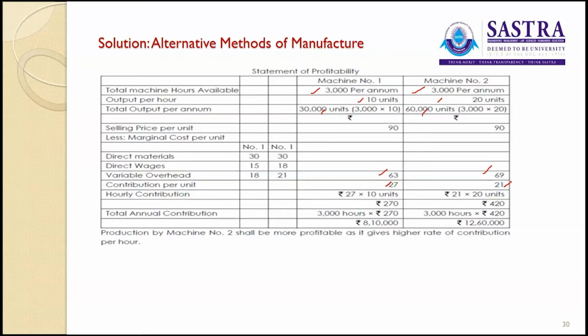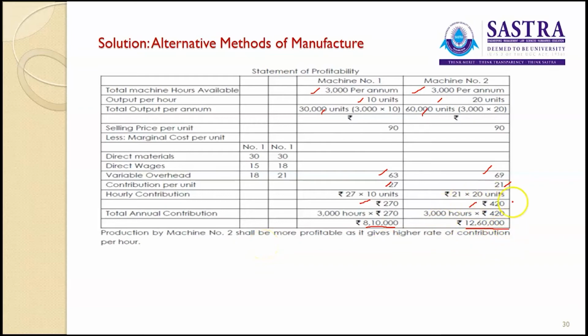Hourly contribution is 27 rupees into 10 units for machine 1, and 21 rupees into 20 units for machine 2. We took the contribution for 1 unit and are now calculating for 1 hour. So the hourly contribution is 270 rupees and 420 rupees. Now the annual contribution is multiplied by the total hours per annum: 3,000 hours into 270 and 3,000 hours into 420. So this is 8,10,000 and this is 12,60,000. Now this is your total contribution.